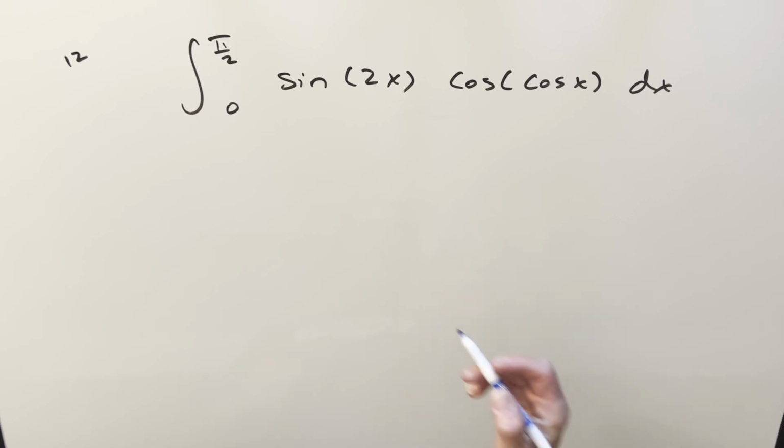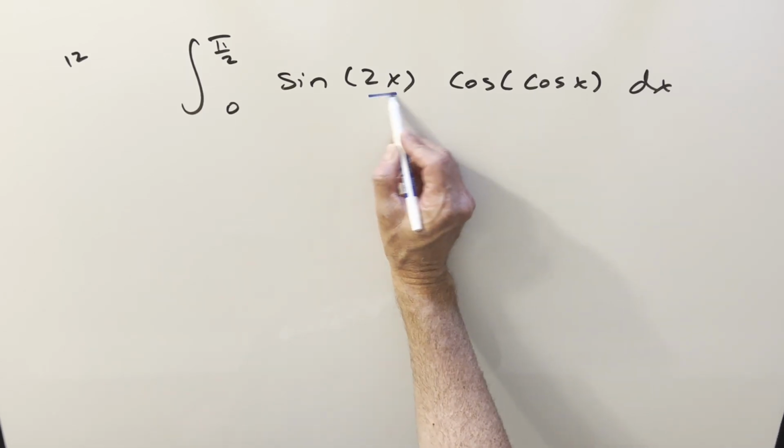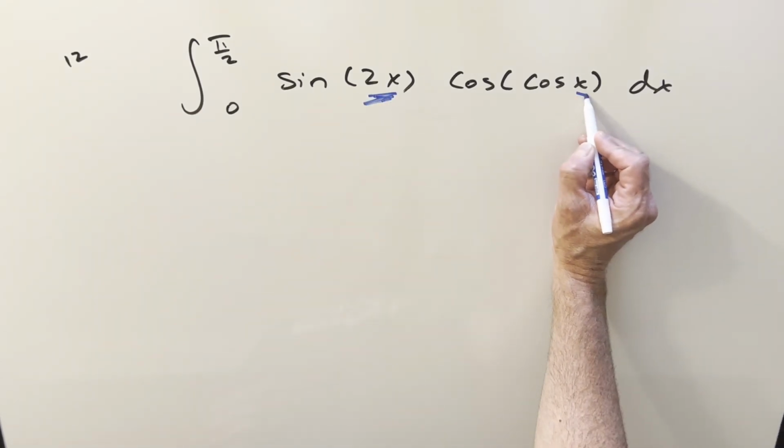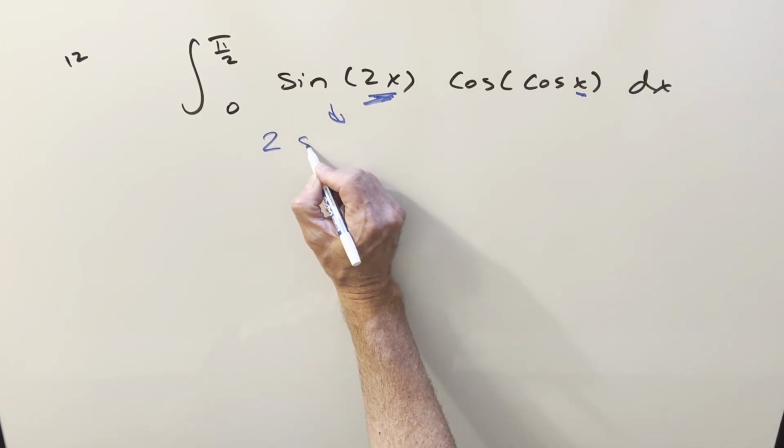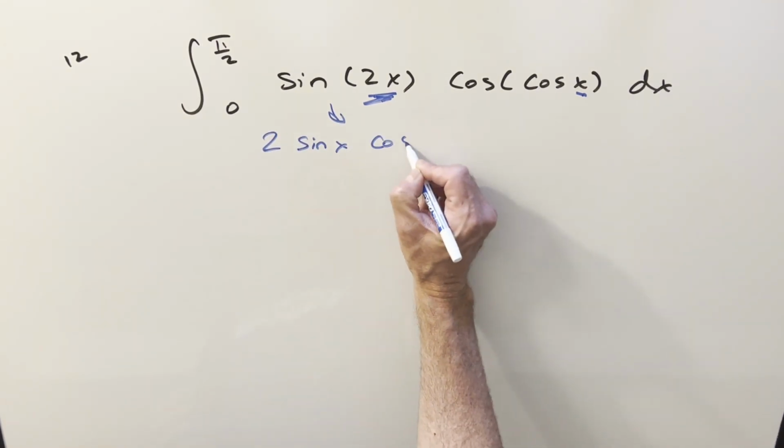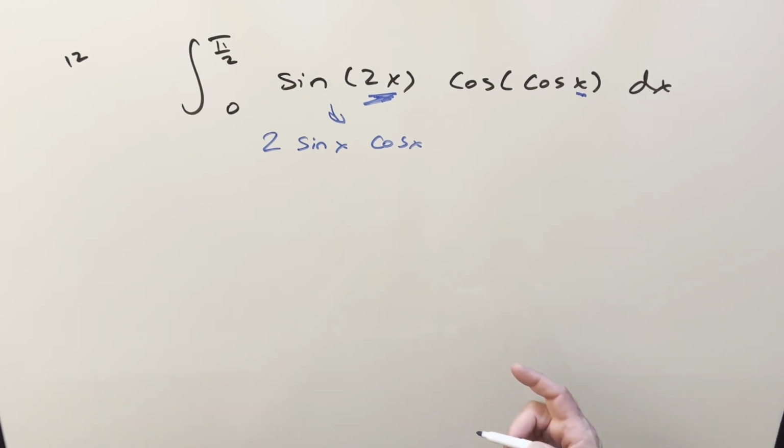What I want to do first is we want everything to have the same angle. Here we have double angle. Here we have single angle. So for sine 2x, we can just write this as 2 sine x cos x. And then from here, I think we're set up for a u substitution.